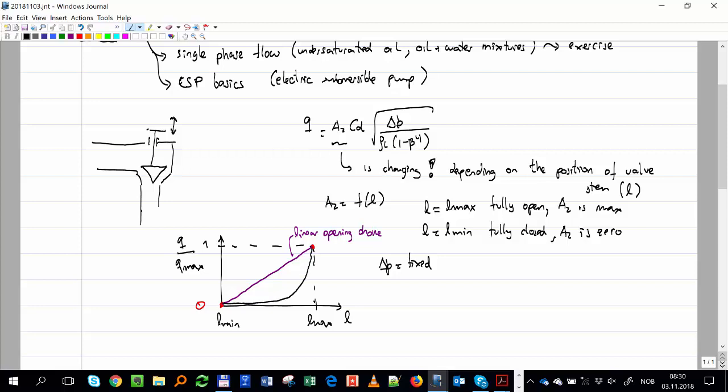These chokes mean that I'm changing L, you see, and I have almost no change in the rate. I open, open, open, open, no change in the rate until I reach some L when it starts to increase dramatically. So these chokes are very good at controlling low rates, right? I can have a very precise control. Let's say Q max is 1,000 barrels.